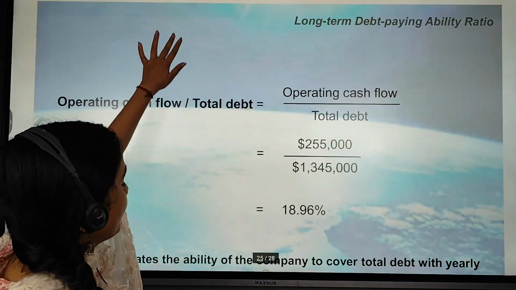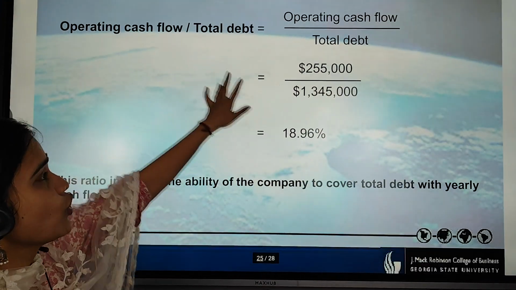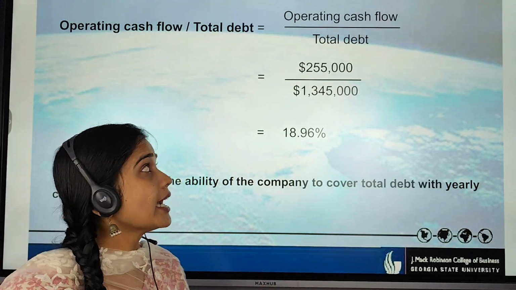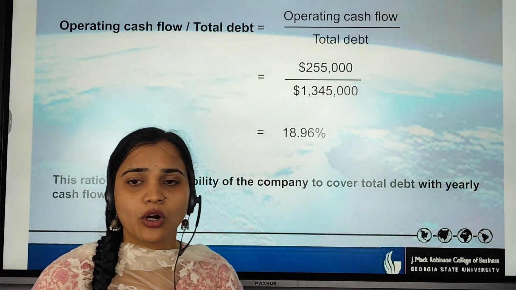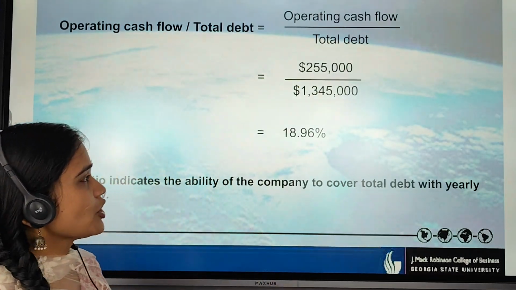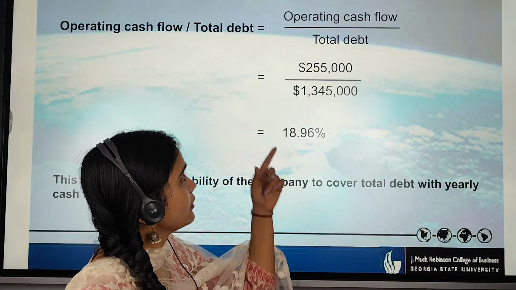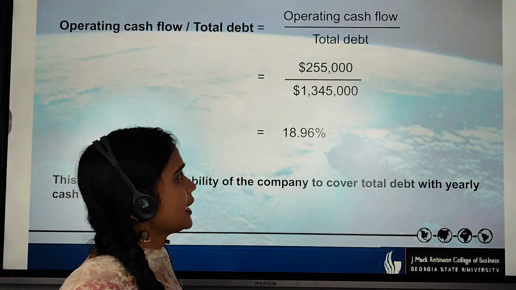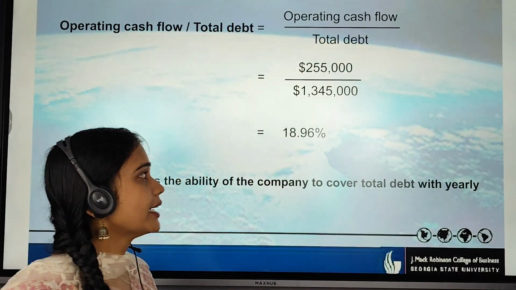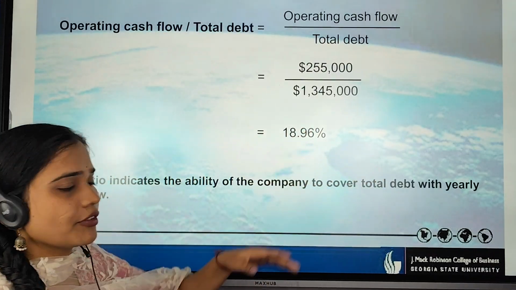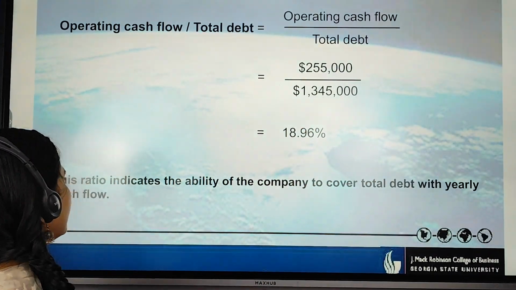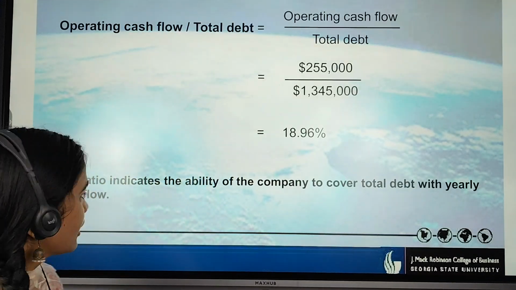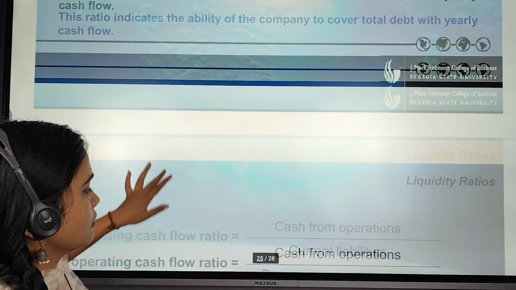The next is operating cash flow to total debt. The formula for calculating it is operating cash flow upon total debt. In the question, the data has been given: 2,55,000 upon 13,45,000, and the answer we are getting after calculating is 18.96%. This ratio indicates that the company is able to cover total debt with its yearly cash flow.